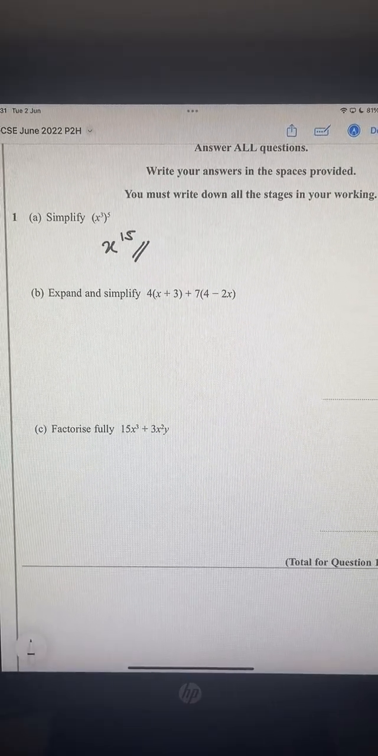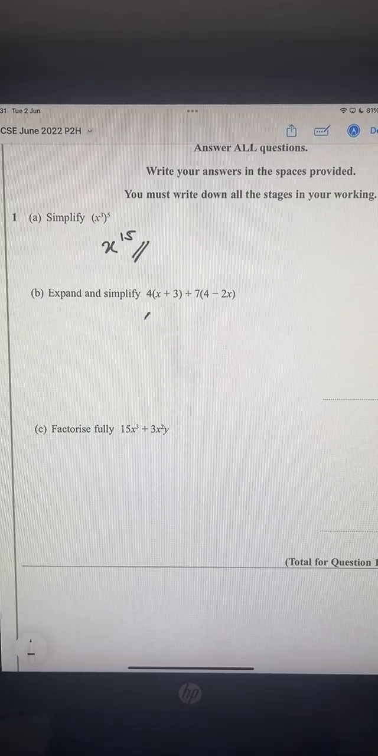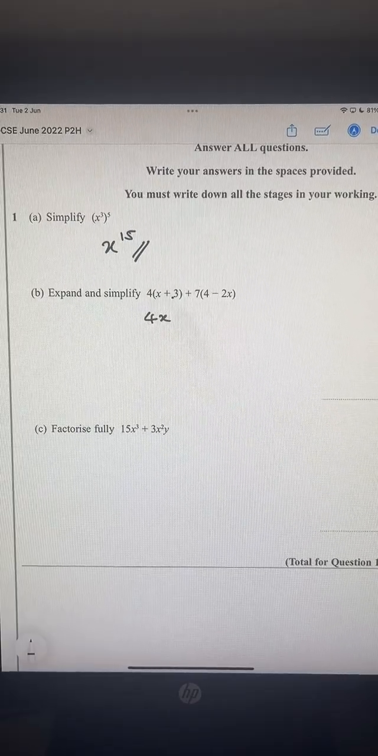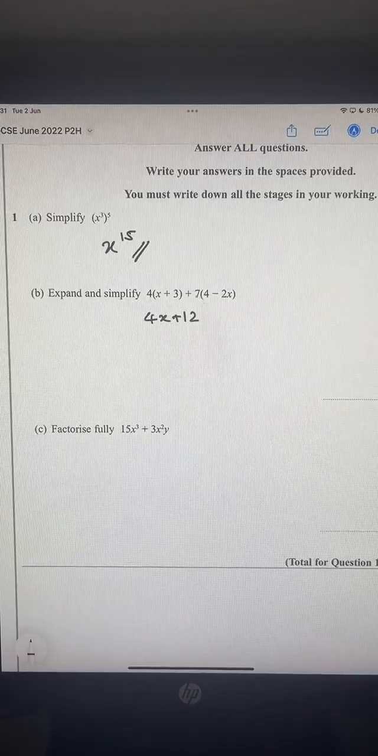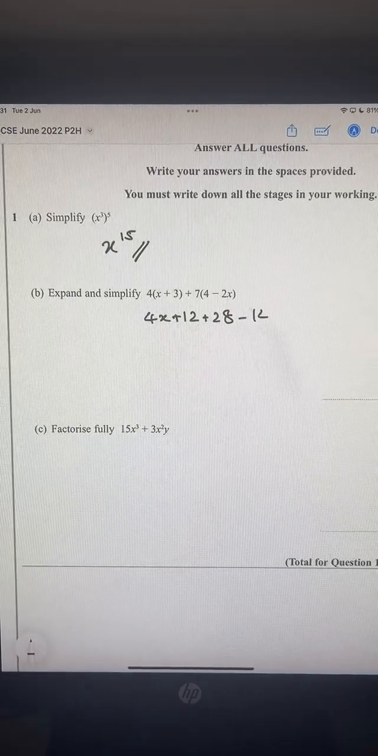Then 1b, expand and simplify this. All you have to do is multiply the number outside the bracket by those inside. First, 4 times x is 4x. 4 times positive 3 is plus 12. Then 7 times 4 is plus 28. And then 7 times minus 2x is minus 14x. And then you have to simplify it.